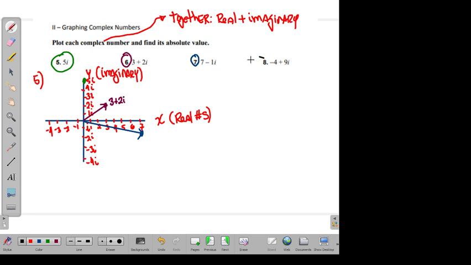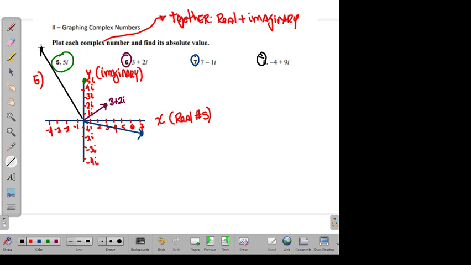Number 8. Let's see if we can do 8. It's minus 4 plus 9i. I don't have 9i. We're just going to stay in the standard that we have. So it's going to go negative 4, because that's the first thing that you do, the real. And you go all the way to 9. Let's just say that that's it. Just, please, amuse me, and say that that is the one.